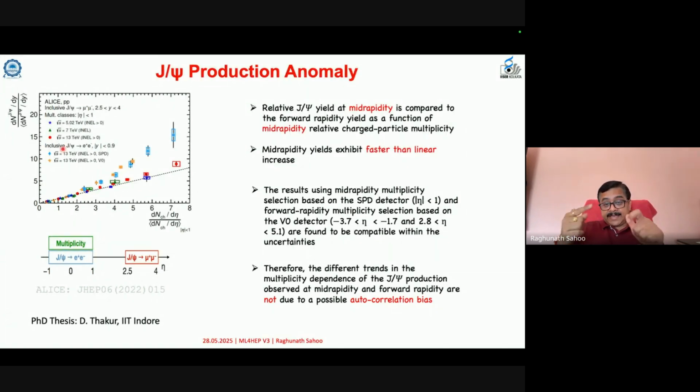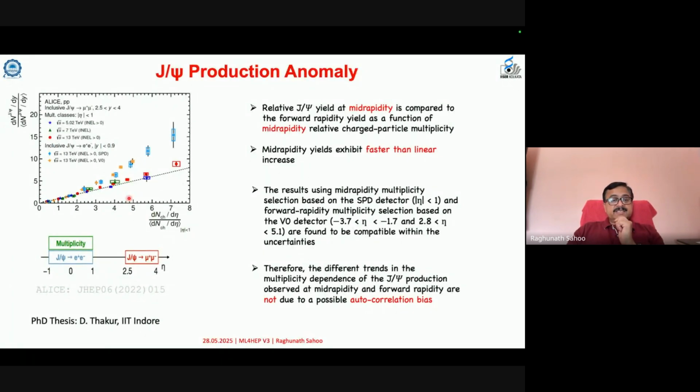I am making a case. Why do I need to go for differentiating between prompt and non-prompt J/psi, and what is the necessity of applying machine learning? So I am actually paving my way out. This was part of the PhD thesis of my student Dhananjay Thakur, who did his PhD at IIT Indore with me. And this paper, which I'm discussing now, is published in JHEP by ALICE.